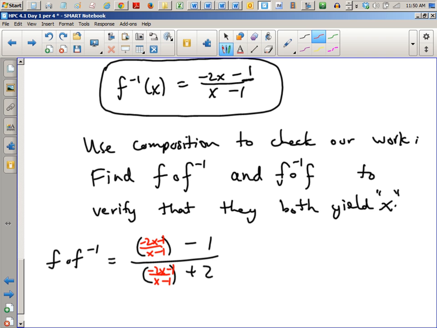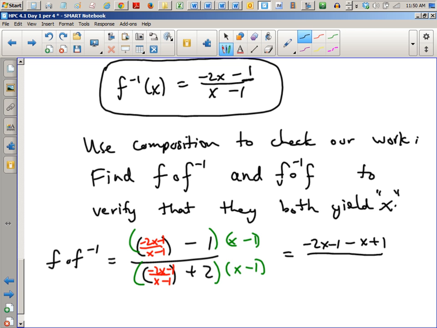So how do you work with complex fractions? The easiest way to do it is just to multiply top and bottom by the denominators involved. So I see x minus 1s in my little denominators. So I'm going to multiply by x minus 1, top and bottom. This gives me negative 2x minus 1 minus x plus 1. And when I do this on the bottom, I get minus 2x minus 1 plus 2x minus 2, if you distribute properly.